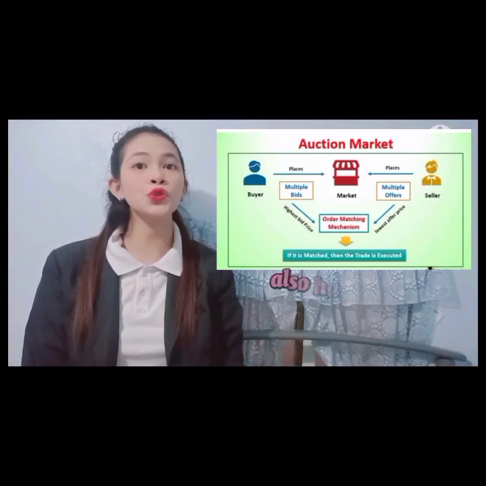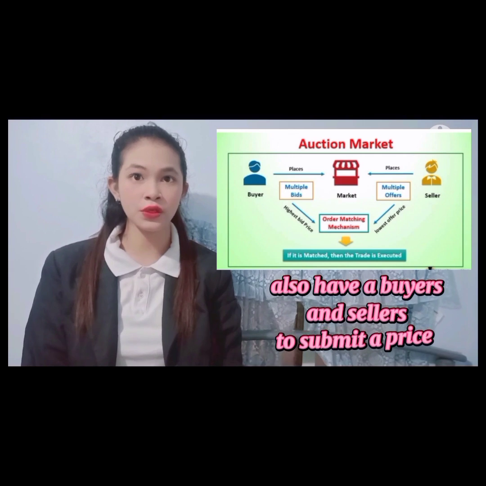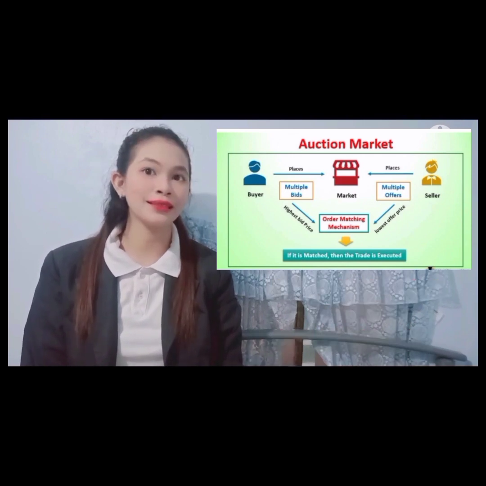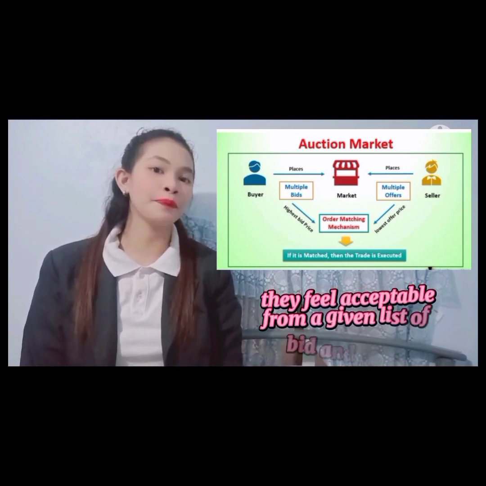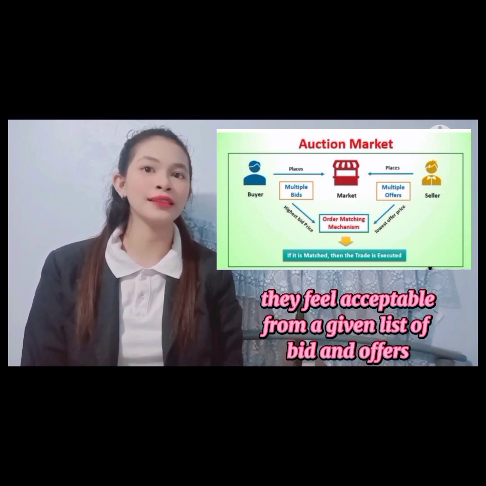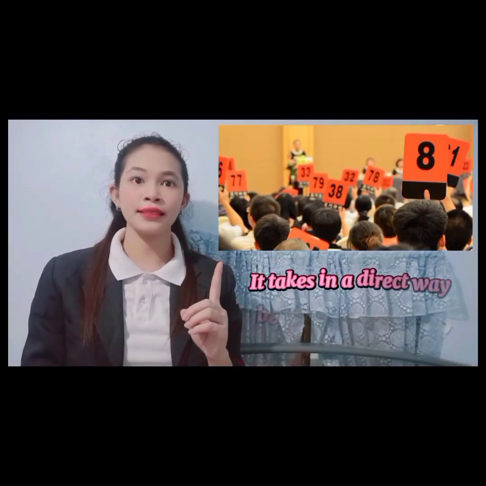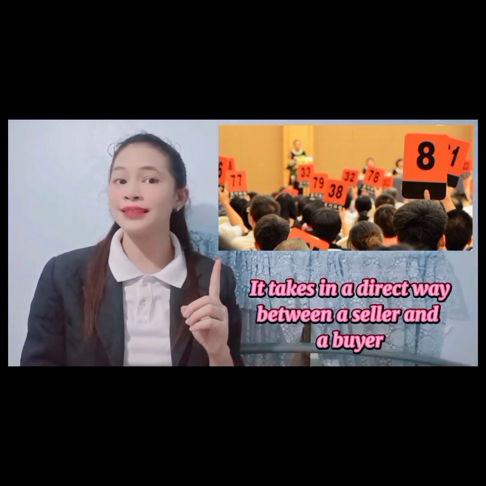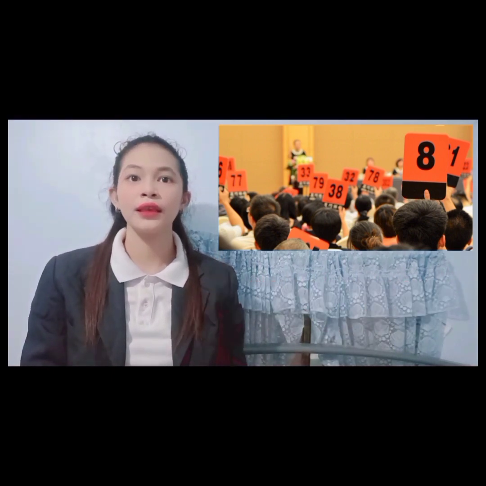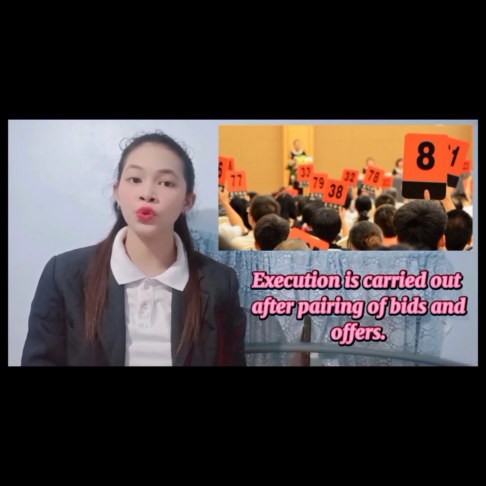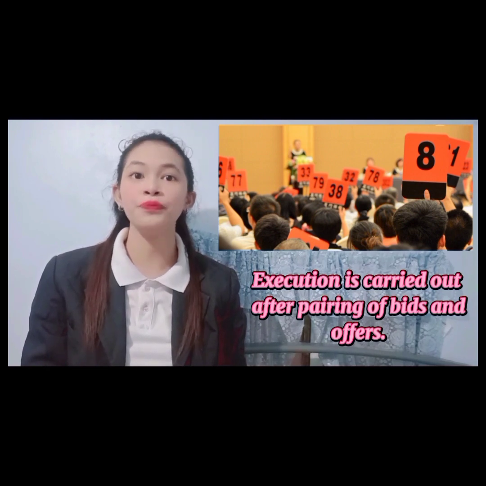Auction market. Auction market also has buyers and sellers submit a price they feel acceptable from a given list of bids and offers. It takes a direct way between a seller and a buyer. Execution is carried out after pairing of bids and offers.